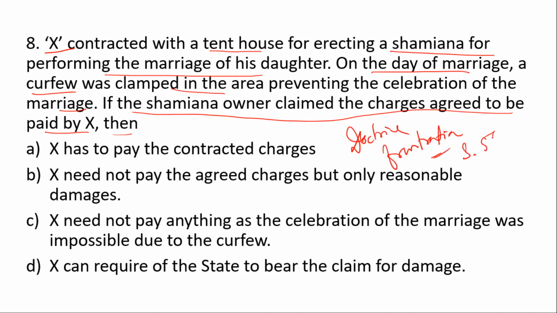Doctrine of frustration is in Section 56. So here the correct option is option C. X need not pay anything as the celebration of marriage was impossible due to the curfew. Here the object of the contract was lost and so the doctrine of frustration will apply and X need not pay anything.